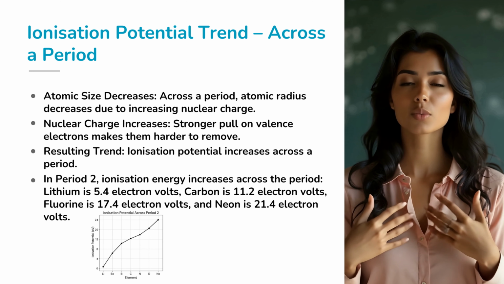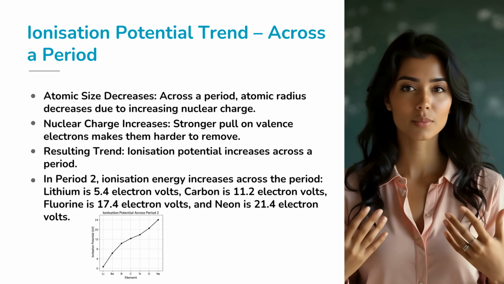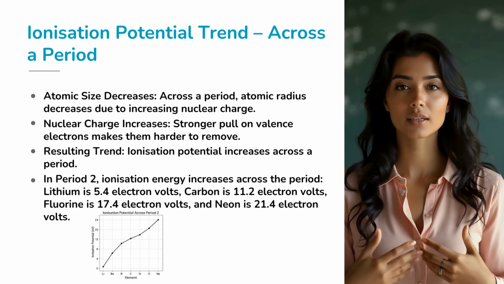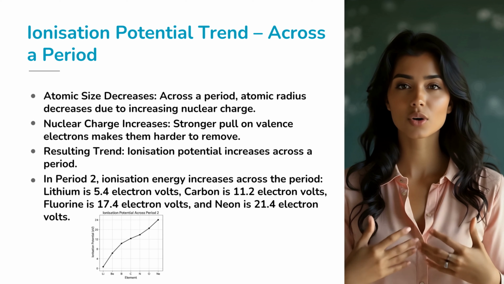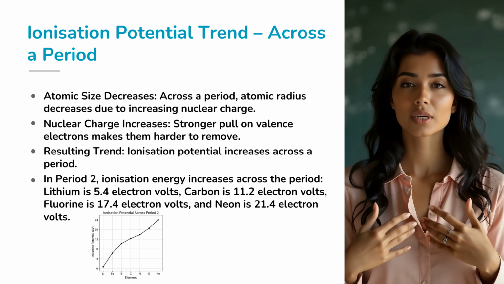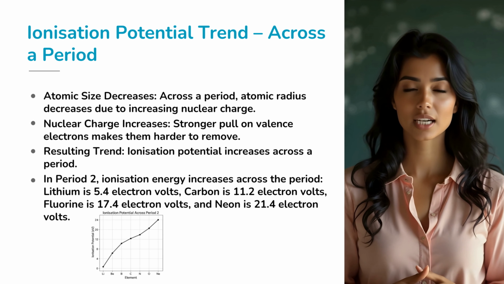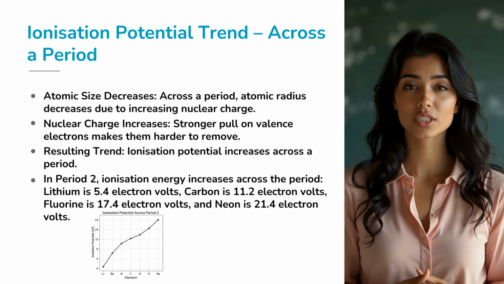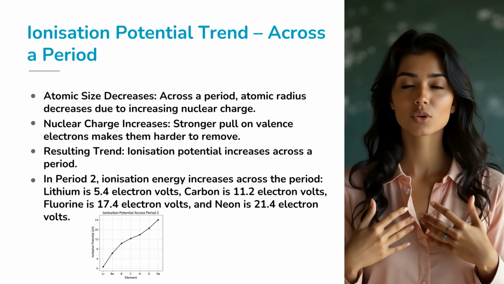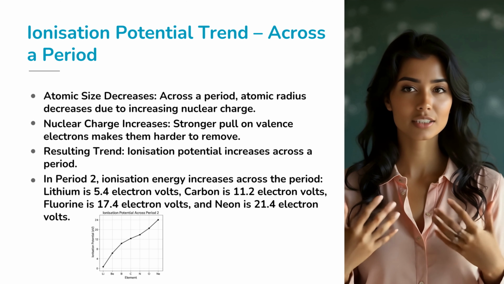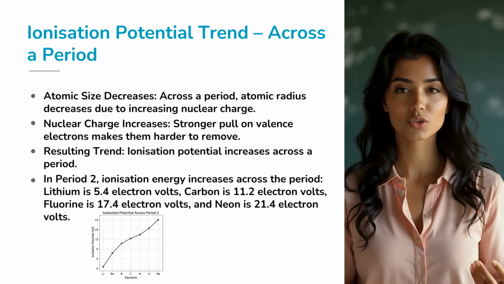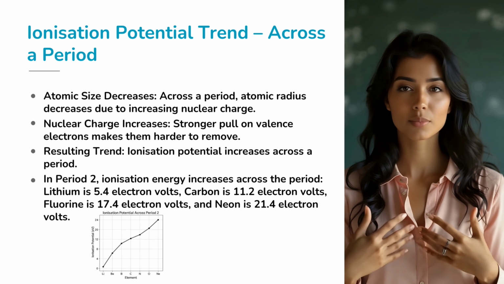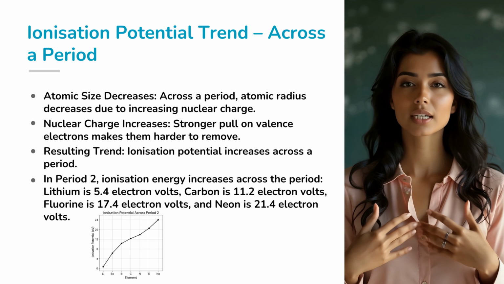So what happens when we move across a period from left to right in the periodic table? Two main things occur. Atomic size decreases because the number of protons increases but electrons are added to the same shell. This shrinks the atom slightly. Nuclear charge increases, pulling electrons more strongly toward the nucleus. Together, these two factors make it harder to remove an electron, so ionization potential increases across a period.